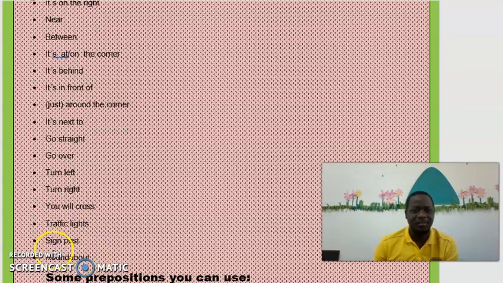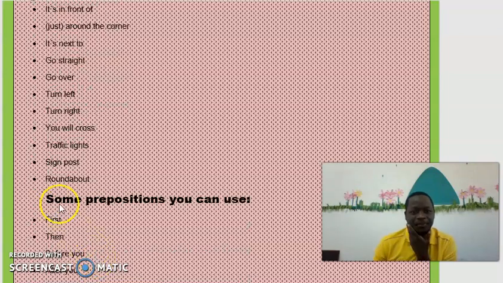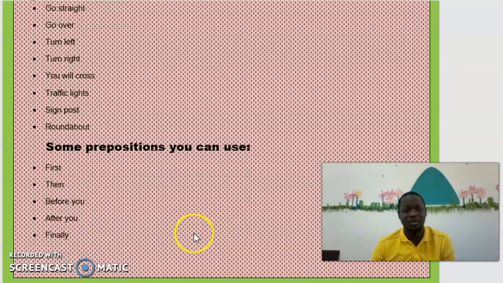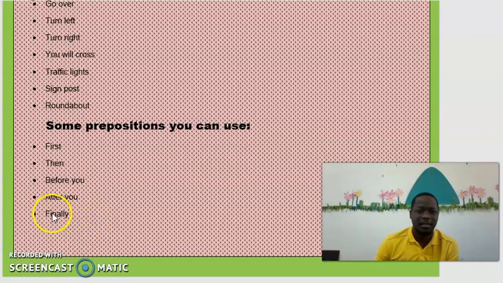traffic lights, signpost, roundabout. Now, these are some prepositions you can as well use. We have first, then, before you, after you, and finally. You use them as supportive words when you're speaking, when you're giving directions.